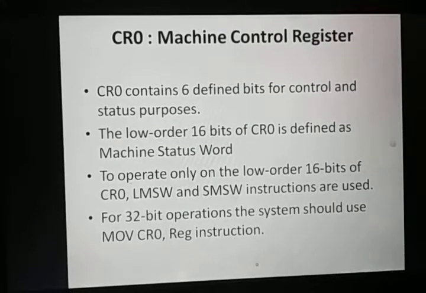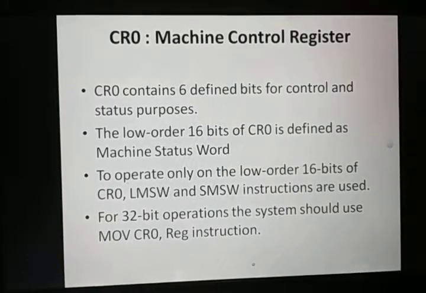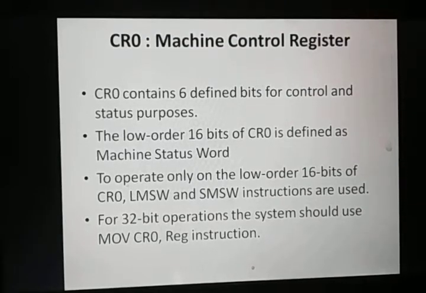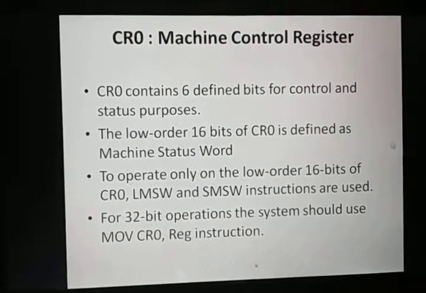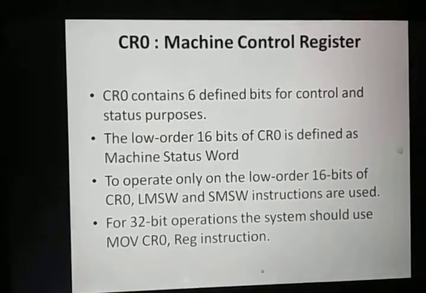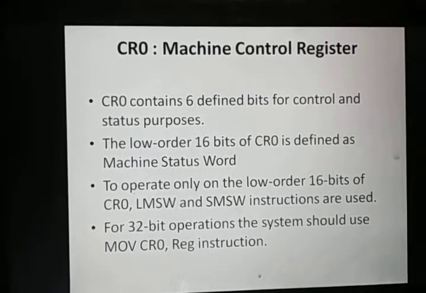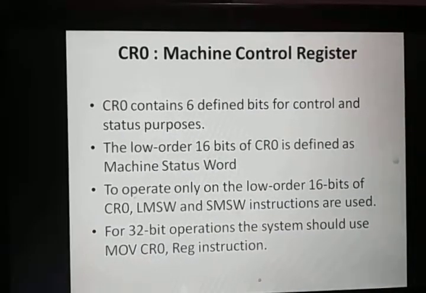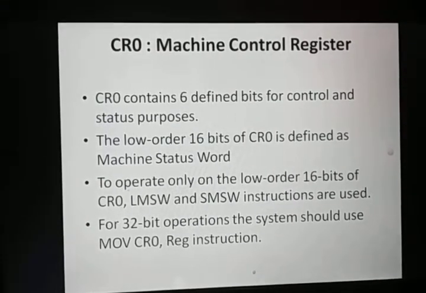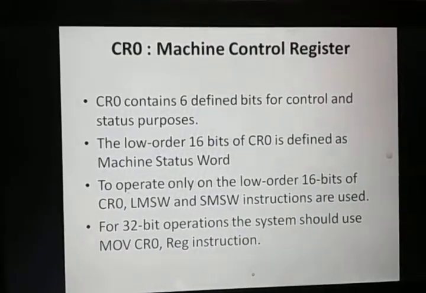Then, to operate only on the low order 16 bits of CR0, the load machine status word and store machine status word instructions are used. For 32-bit operations, the system should use the move CR0 register instruction. So what we have discussed is that CR0 has 6 bits, the lower 16 bits are defined for the machine status word, and the load machine status word and store machine status word instructions are used for accessing the machine status word of control register 0. If we operate on the 32-bit register, in that case we use the move instruction with register operands.